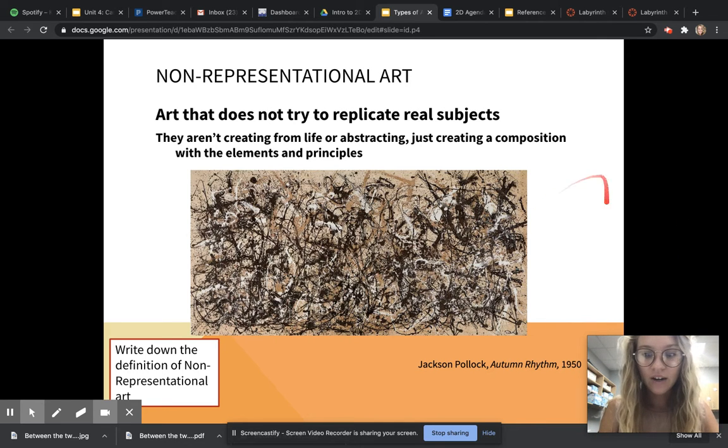So this one here is a very famous one by Jackson Pollock. As you can see, this is mostly composed of different kinds of lines and colors and the textural element of all of the different paint splotches. So this is, again, going to be non-representational. It's not supposed to be a real thing.